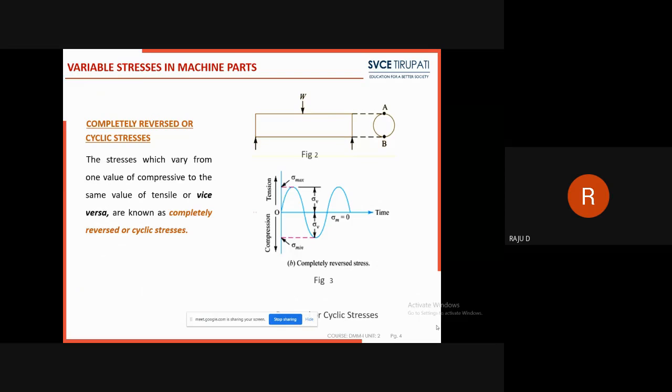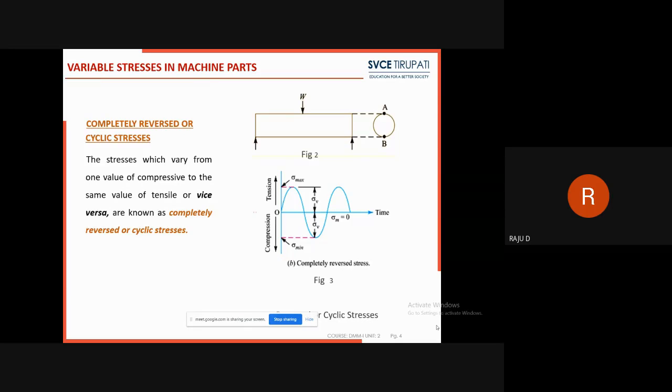What are the different types of cycles we use in a fatigue loading condition? The first one is completely reversed or cyclic stresses. When you apply the load, what happened? Initially, it is a minimum stress value. Once you increase the load, what happened? The stress also increases. Okay now, here at the same point we have to observe the maximum value and the minimum value.